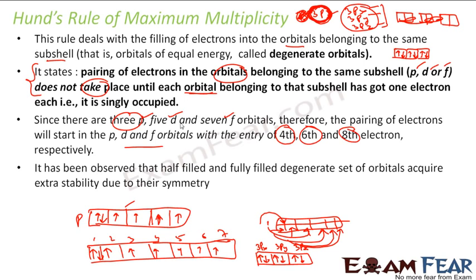And it has been observed that half-filled and fully filled orbitals acquire extra stability due to symmetry. Please note, because of symmetry, half-filled and fully filled orbitals have extra stability.